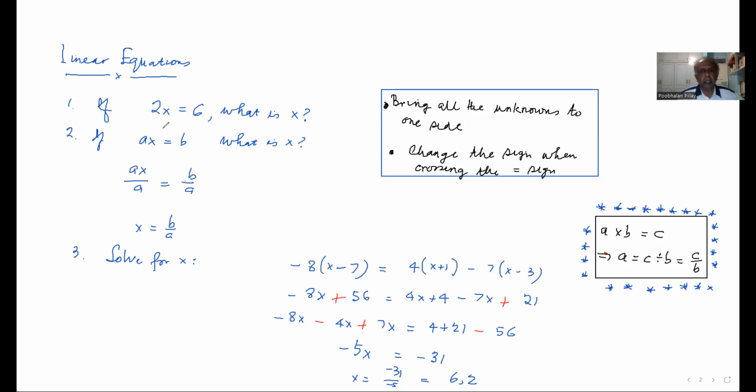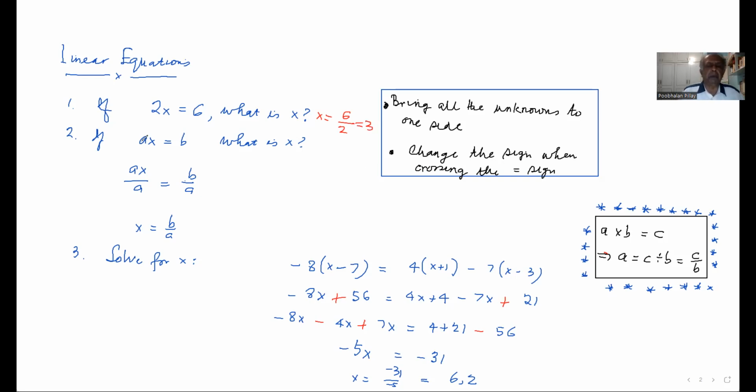So if you got, for instance, 2 times x equals 6, what is x? Then, as we just saw, this 2x means 2 times x. That means x is equal to 6 divided by 2, as we saw. It's the same as 6 over 2, or 6 divided by 2, and that is equal to 3.